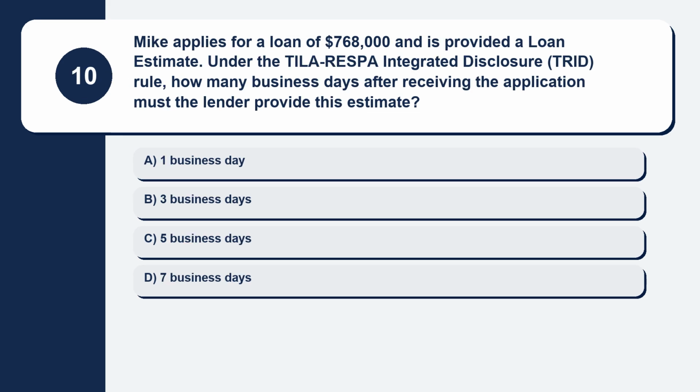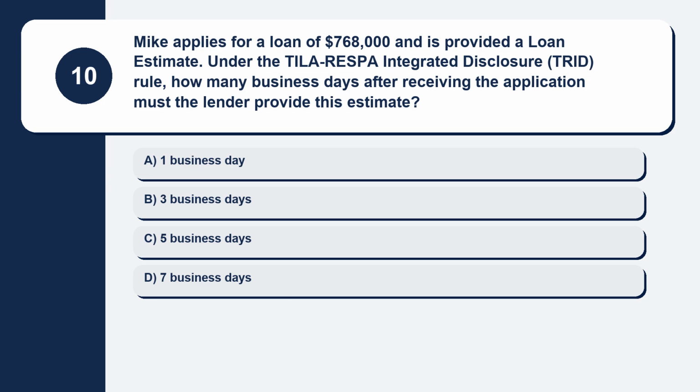Question 10. Mike applies for a loan of $768,000 and is provided a loan estimate. Under the TILA-RESPA Integrated Disclosure (TRID) rule, how many business days after receiving the application must the lender provide this estimate? Here are your options.